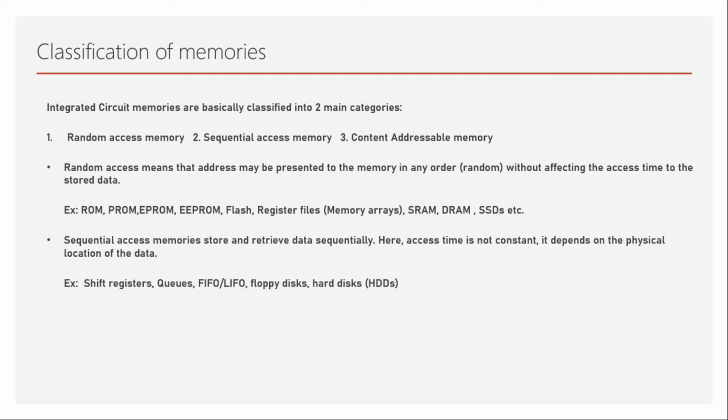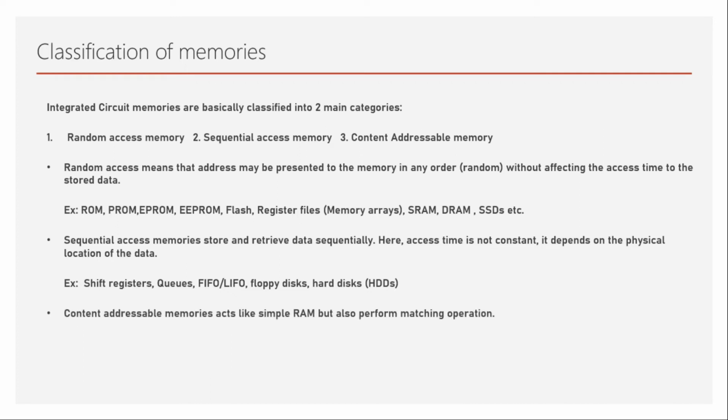Similarly, the queues and FIFOs, which are first in first out, LIFOs which are last in first out, or floppy disks or hard disks, which are HDDs in your computers. The older computers had HDD memories, which are actually slower than SSDs. That's mostly because it is sequential access.